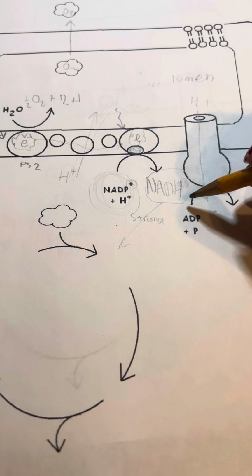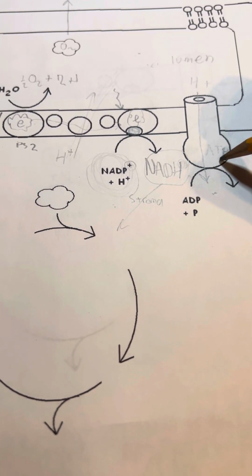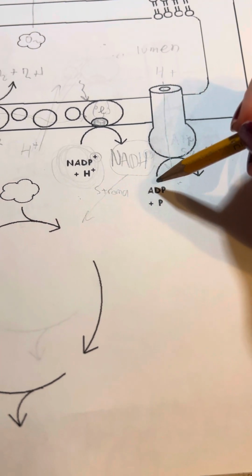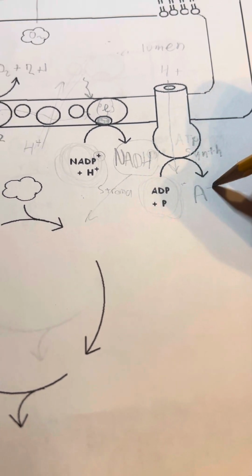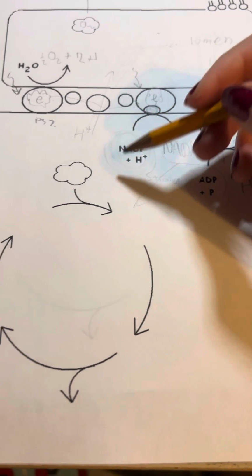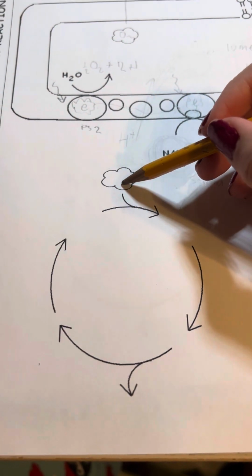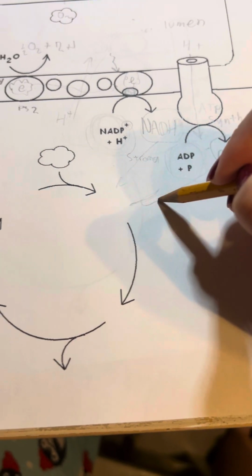And then the ATP synthase is going to rotate in a way that combines the ADP and P to create ATP. So it's synthesizing ATP. So here, this is the Calvin cycle. So the ATP and NADPH are going to be used here.